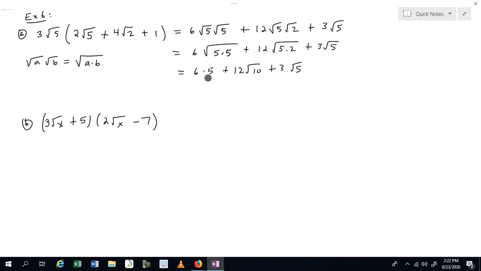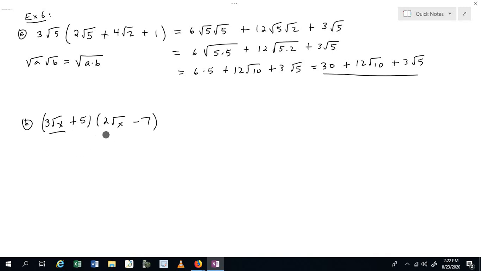And so just to finish this off, 6 times 5 would be 30. So it's 30 plus 12 square roots of 10 plus 3 square roots of 5. And you can't simplify these radicals any further. So that's the answer for part A. Well, what if you had something like this? This is a case where you would FOIL this out.